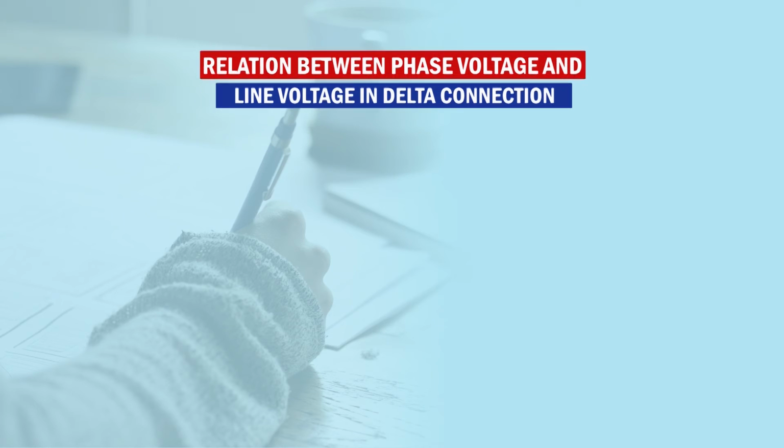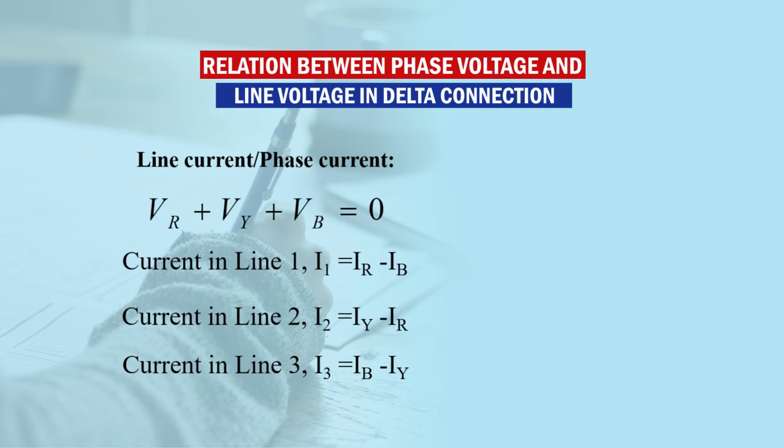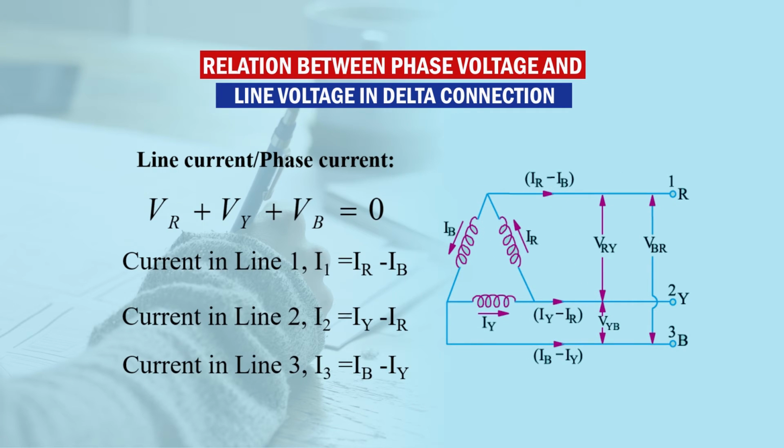Now we have to find out the relation between phase voltage and line voltage in delta connection. So here you can see that 3 phases form the delta connection. That means the second terminal of the first phase is connected to the first terminal of the second phase. Similarly, the second terminal of the second phase is connected to the first terminal of the third phase. So in this way you can make the delta connection.